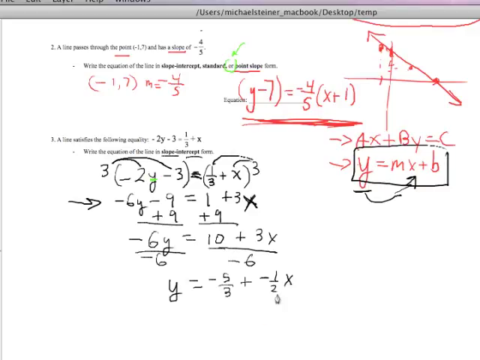We're still not done because we want to get it in y equals mx plus b form. y is equal to -1/2 x. All I'm doing is reordering terms. Minus 5/3. And you're done.